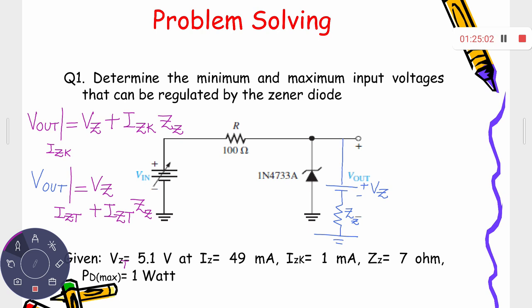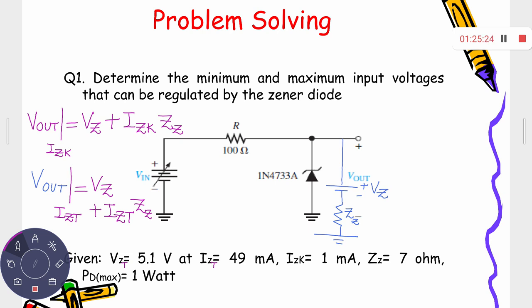And IZT, right? Then we will need IZT. This is VZT. This is IZT, the test current. What is IZK? IZK is 1 milliampere given. That is also a test? No, that's the minimum. It is the knee current.